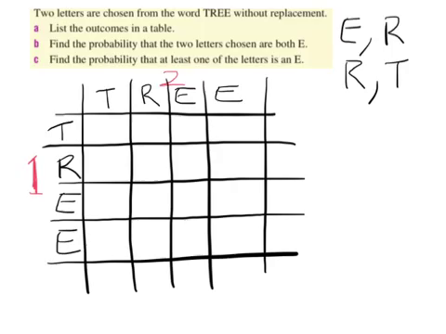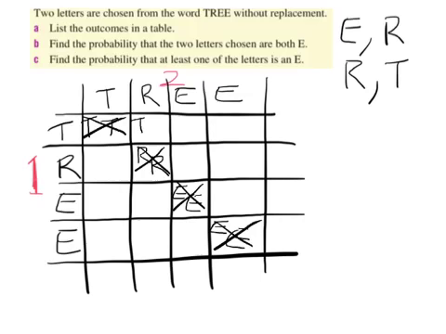Now when there's no replacement, options such as T, T don't exist, neither does R, R, because that letter's been taken out. And if we talk about the third E in the word, that option doesn't exist, or the fourth E together don't exist either. Now what we do is we have a look at what other outcomes are possible.